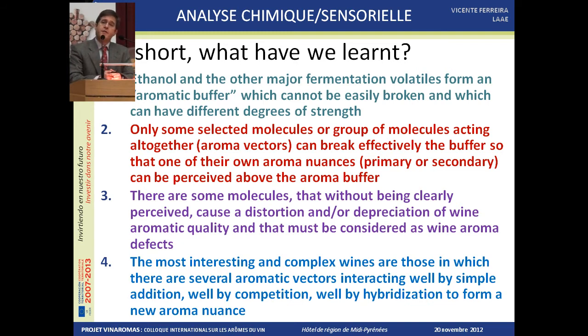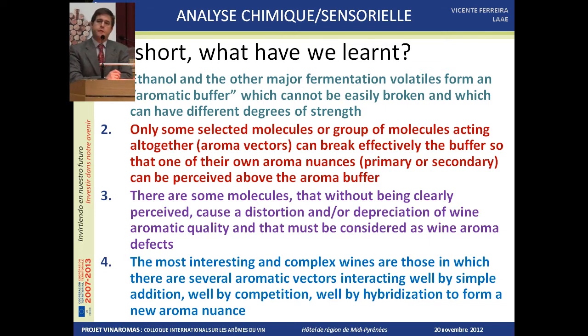Another very important point is that there are many molecules that, even if you can't perceive them clearly in the wine, are distorting the aroma quality of the wine and making the intensity of the positive aroma nuances decrease. These molecules should be considered as defects, even if we don't know them yet as that. And what we will see as well is that the most interesting and complex wines are those in which there are several aromatic vectors interacting together, by simple addition, by competition, by hybridization to form a new aroma nuance, which will explain the complexity.